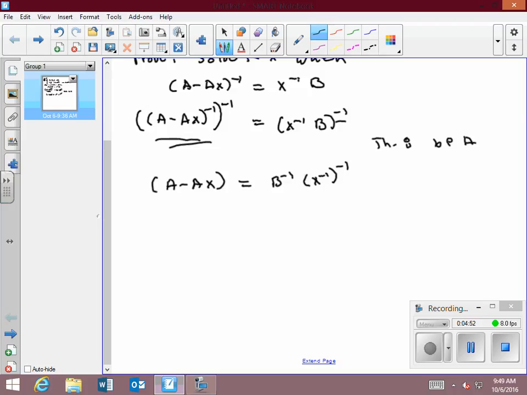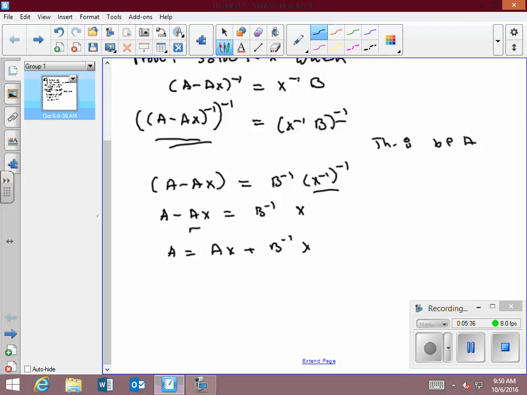So then we can take away the brackets, and this is B invert. And because X is invertible, its invert's invertible, then this is just going to be X. Now, if we add the AX to both sides, we have A equals AX plus B invert X.